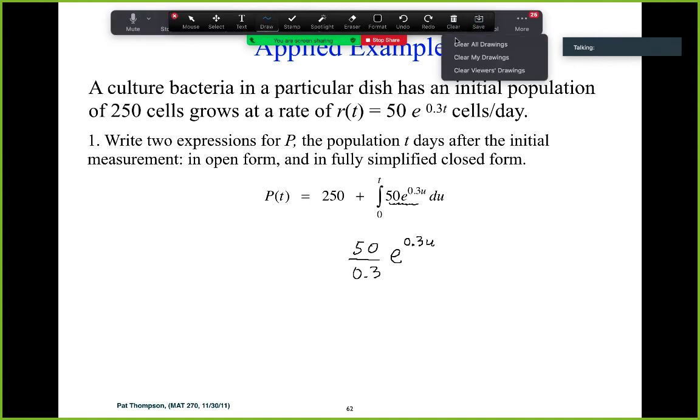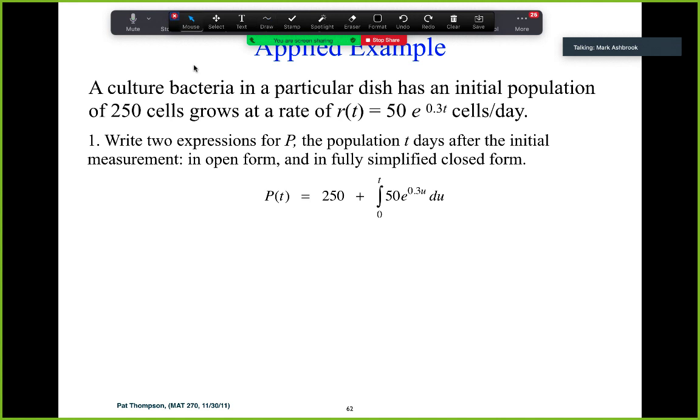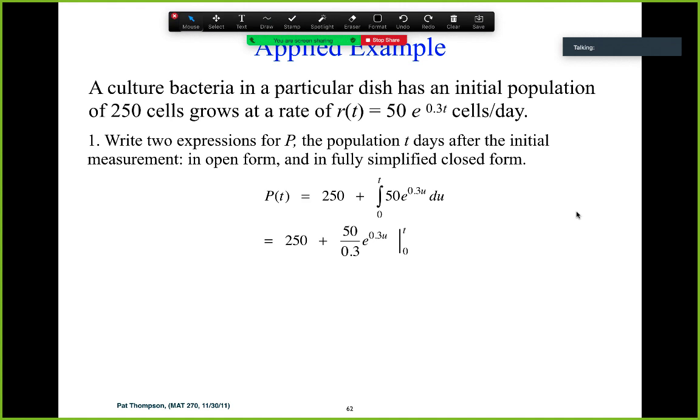So let's get the pretty version here. So there's that. Okay, and now I'm going to apply my fundamental theorem of calculus, which says final value minus initial value.